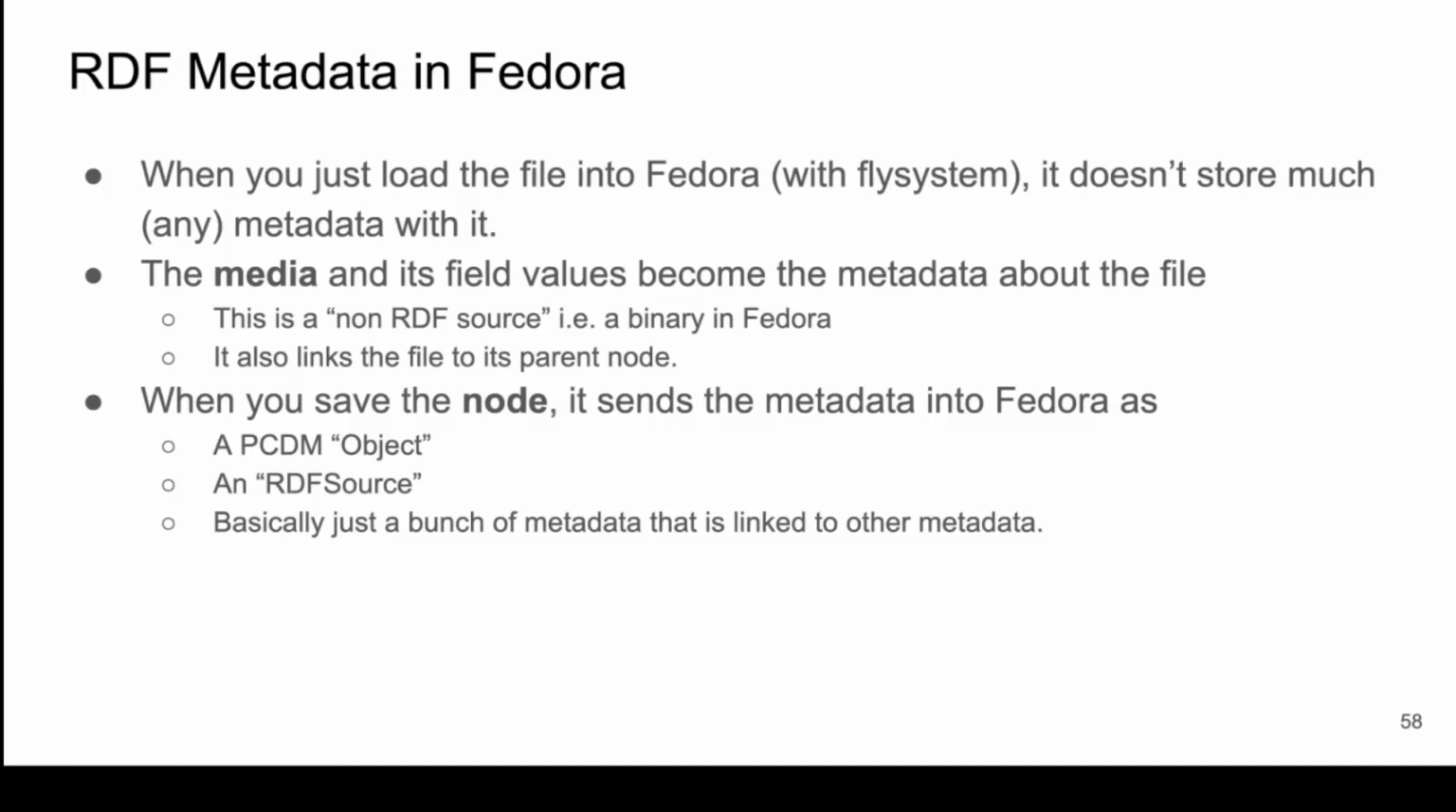In terms of Fedora, they call this an RDF source. So it's a resource and it's made up of pure RDF. That's your node. There's no binary in your node. Basically, the RDF source, the node in Fedora, is just a bunch of metadata.